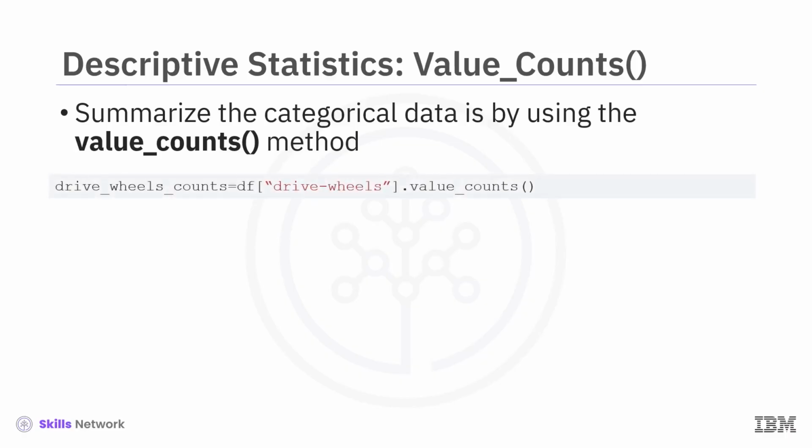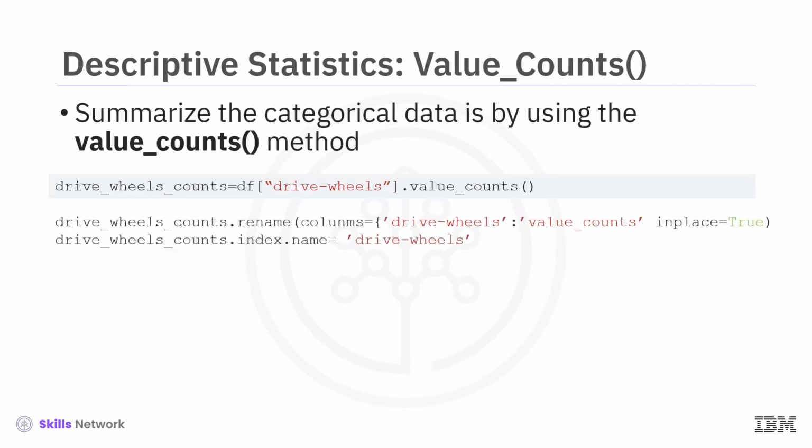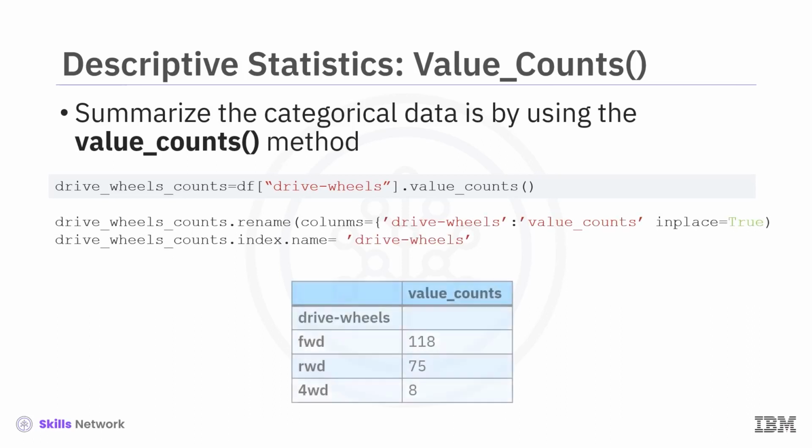One way you can summarize the categorical data is by using the function value_counts. We can change the name of the column to make it easier to read. We see that we have 118 cars in the front-wheel drive category, 75 cars in the rear-wheel drive category, and 8 cars in the four-wheel drive category.